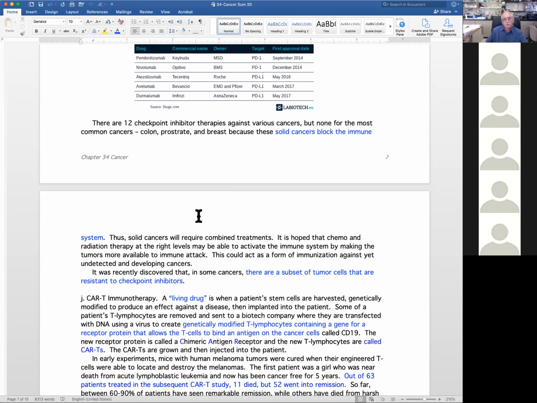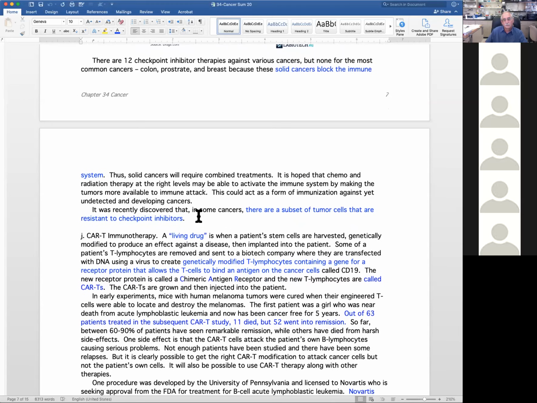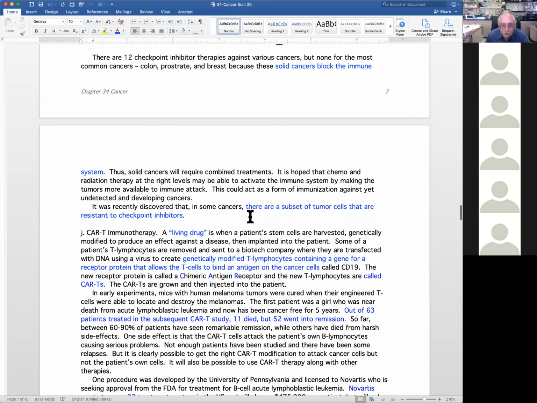But there's no checkpoint inhibitors for the most common cancers. Okay? These are solid cancers. They block the immune system. It's harder to get treatments to a solid tumor than to a less solid tumor. And yeah, but then again, there's always surgery with subsequent treatment. But yeah, it seems like all tumors are going to require multiple kinds of treatment. And then recently they found in some cancers there's a subset of the tumor cells that are resistant to checkpoint inhibitors.